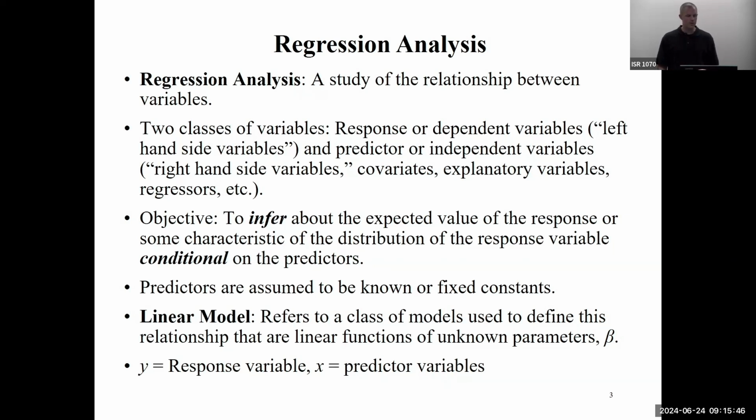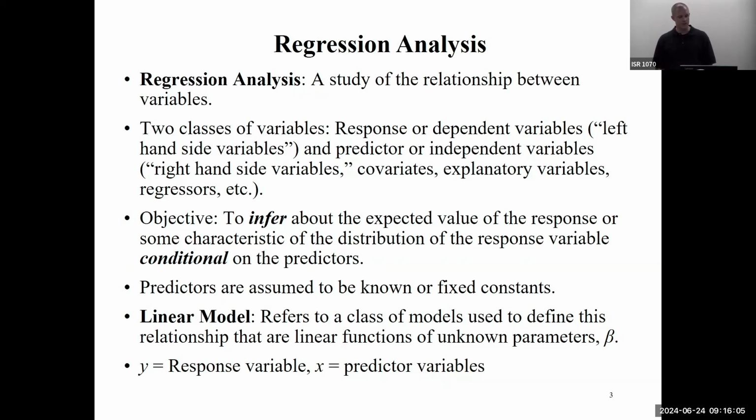We generally talk about 2 different types of variables in this context. We have response or dependent variables, sometimes called left-hand side variables, depending on your field. And then you have predictor or independent variables, and these might be called right-hand side variables, or covariates.